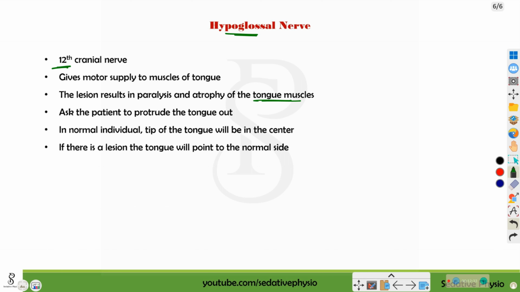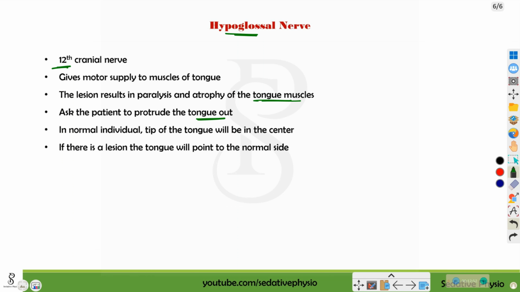We will ask the patient to open the mouth and to protrude the whole tongue out. Okay. If the patient is normal, then the tip of the tongue will be in the center. It will not deviate to any side, either left or right. It will be just in the center of the patient's mouth.